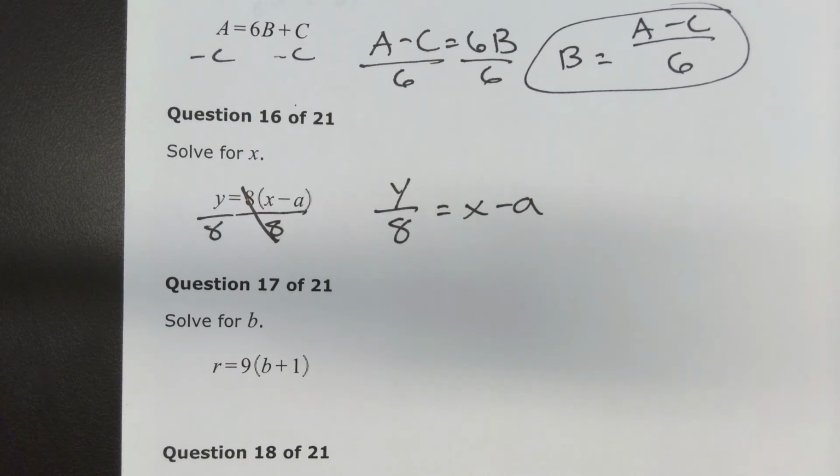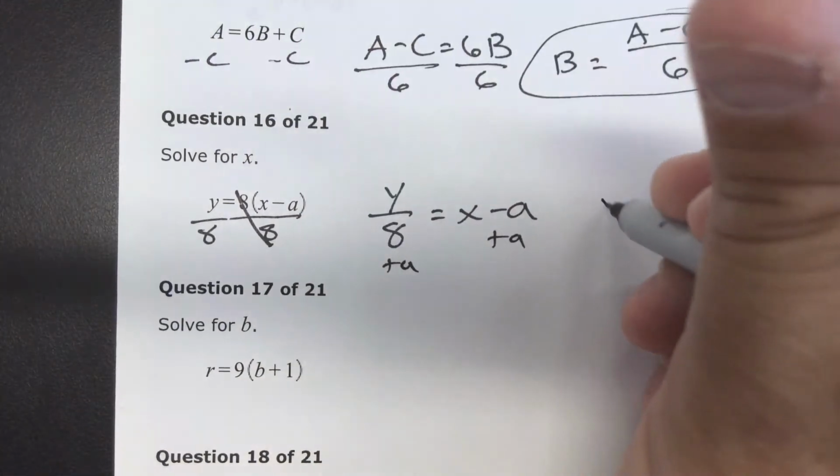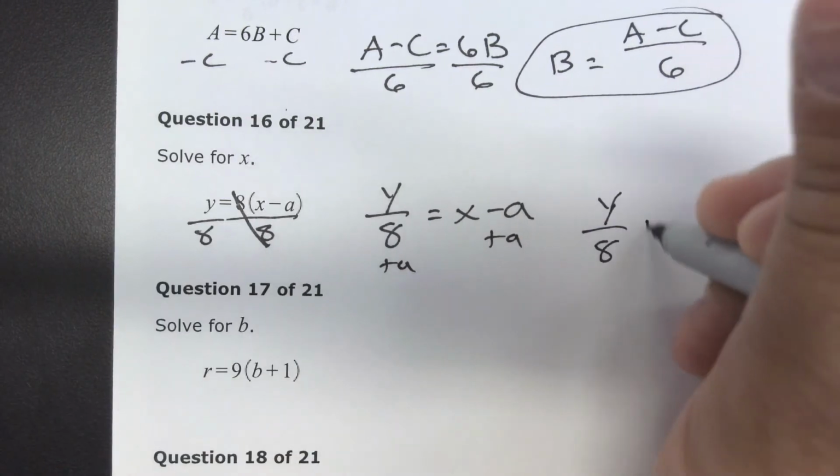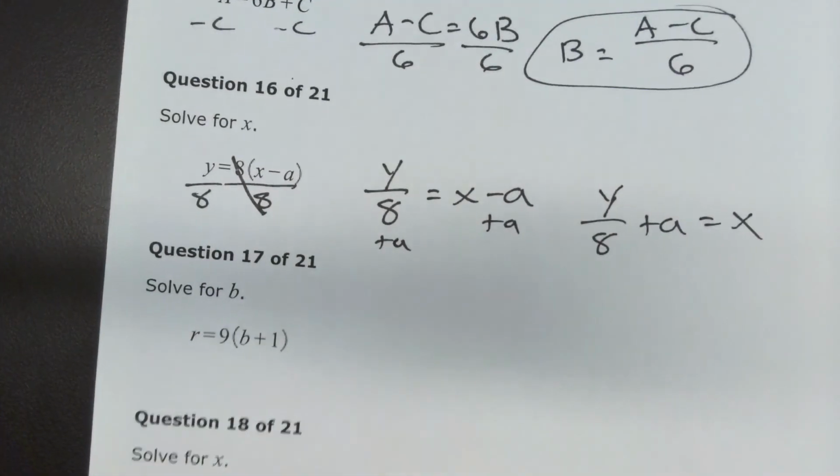But could you do it after distributing? I'll show you in just a second how to do it with distributing. But I would just divide because it's going to save you massive amounts of time, because then you can just add a, and we're left with y over 8 plus a equals x. Written like that is your solution.